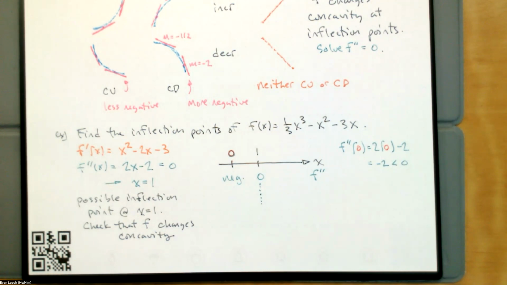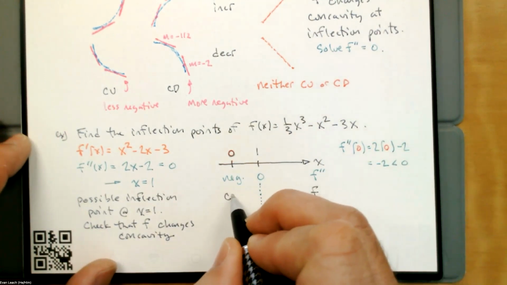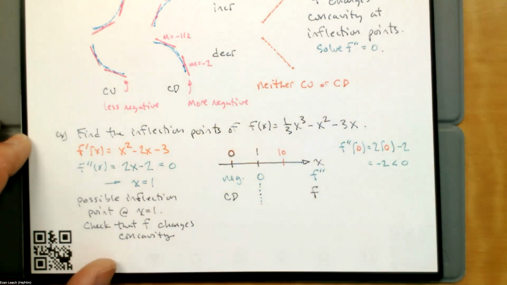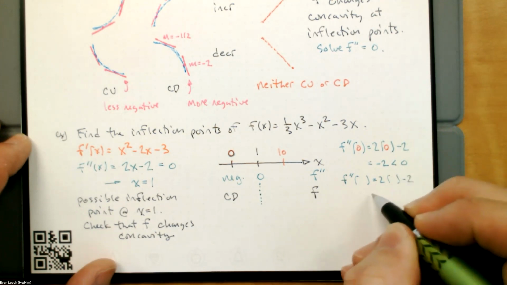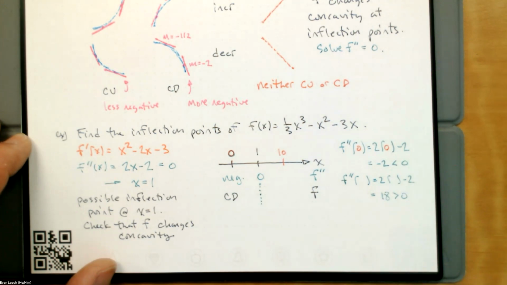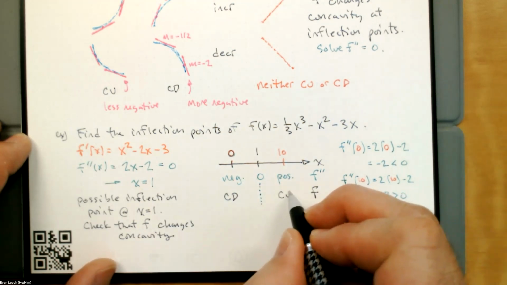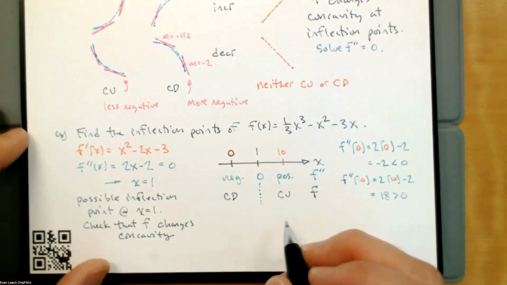So just by checking one value from the interval before 1, we get the concavity of all the values before 1, or we get the sign of the second derivative for all values before 1. So that means that f is going to be concave down. Then I need to pick something after 1. I'll pick 10 because it's easy to plug in. So we plug in 10, we get 20 minus 2, which is 18. So after 1, f double prime is positive, and that means the function is concave up. So we see that the function did change concavity at 1, so we have an inflection point at 1.